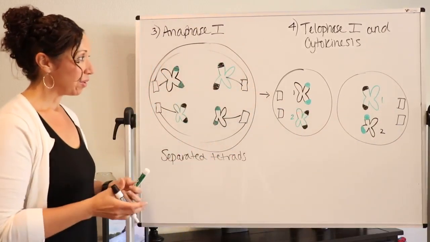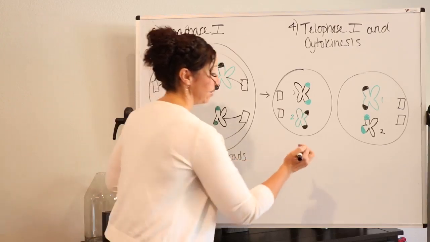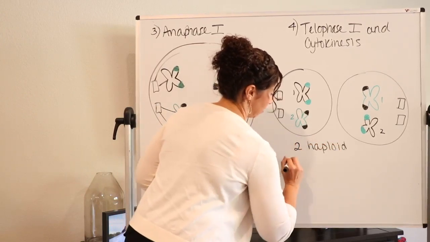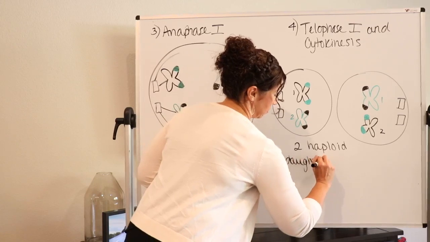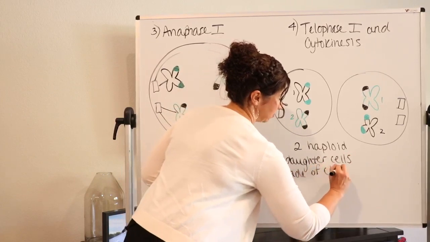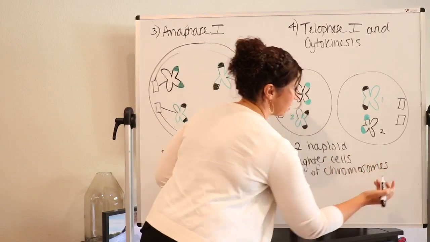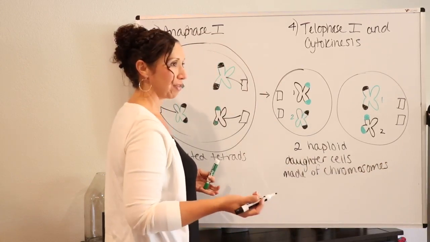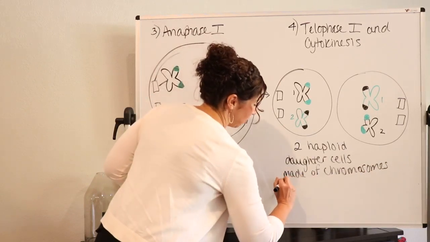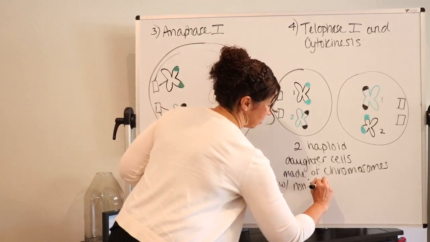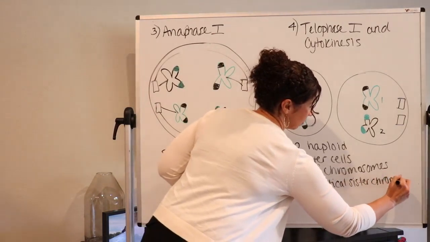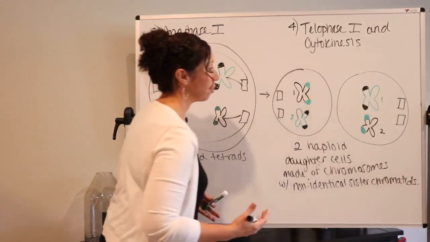So now, after the end of telophase 1, we have essentially created 2 haploid daughter cells made of chromosomes with non-identical sister chromatids. So they're not twin sisters anymore, they're non-identical sisters. That's the whole point of telophase 1.